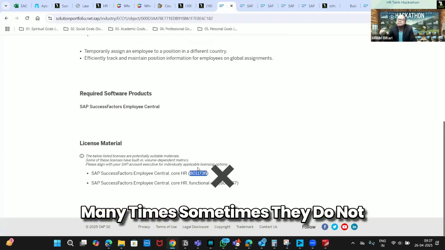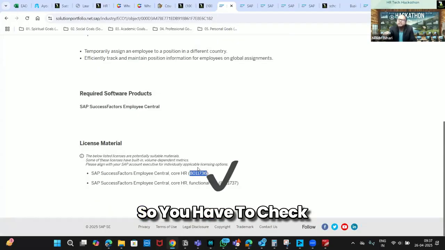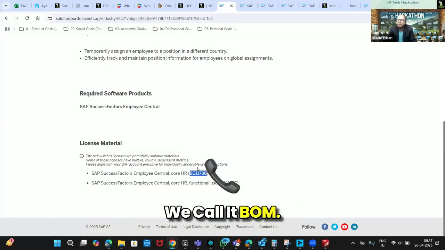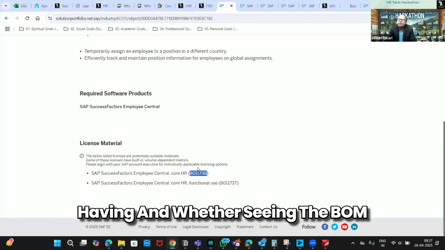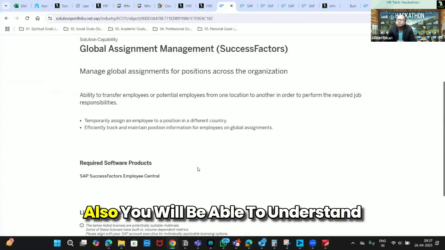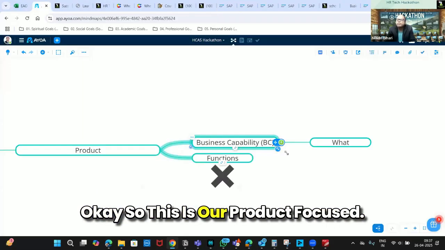Many times, consultants do not understand what license the client is having. So you have to check their bill of materials. We call it a BOM, right? In that, you will be able to find out which license they're having, and by seeing the BOM, you will also be able to understand what product they're having. So this is our product focus.